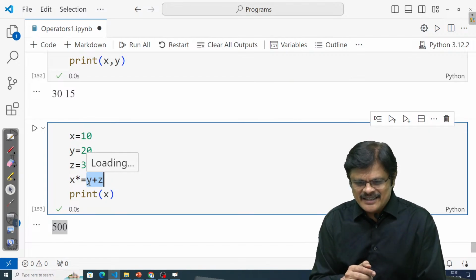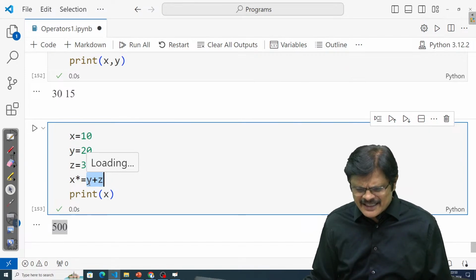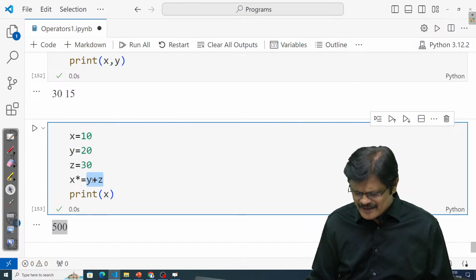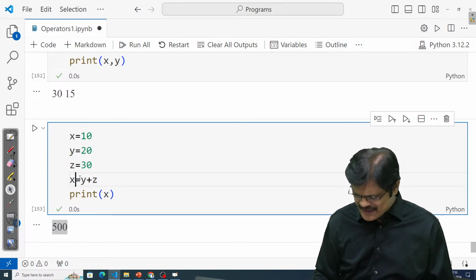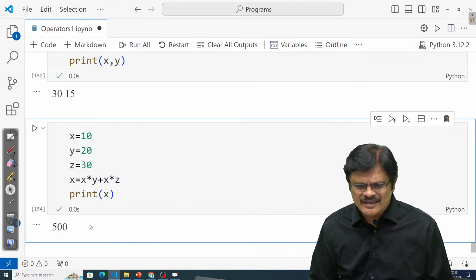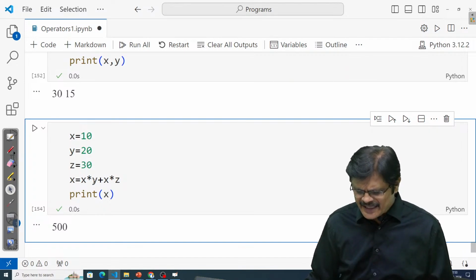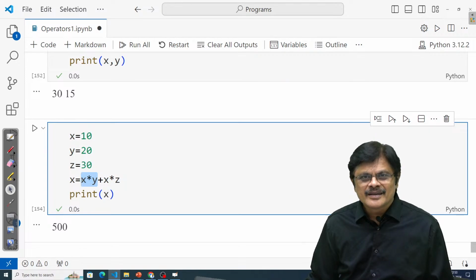Is that clear? 800. Acha, you are asking for the xy plus xz answer. Where is 800, sir? Acha, you are asking the answer for x into y plus x into z. 500 only, na? What is the difference? 10 into 20 is 200, and 10 into 30 is 300. 200 plus 300 is 500 only. What is the difference in this?